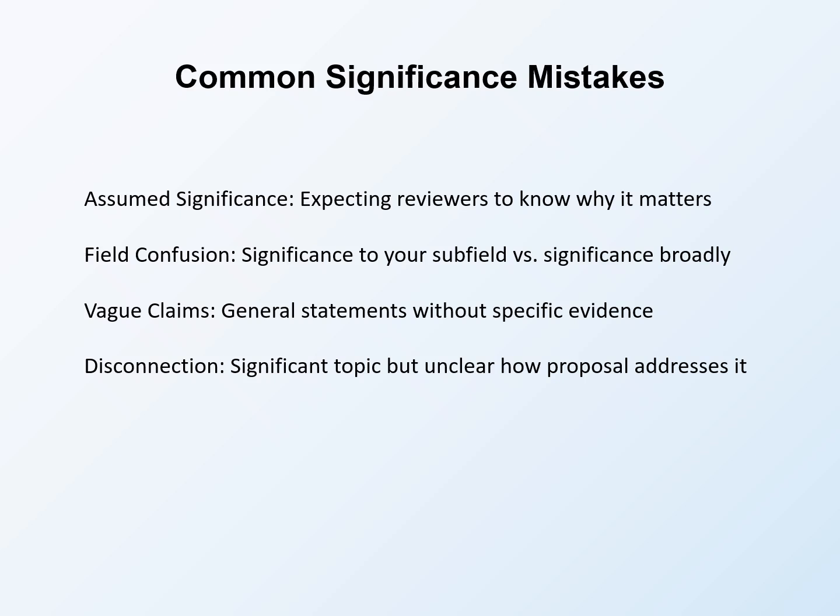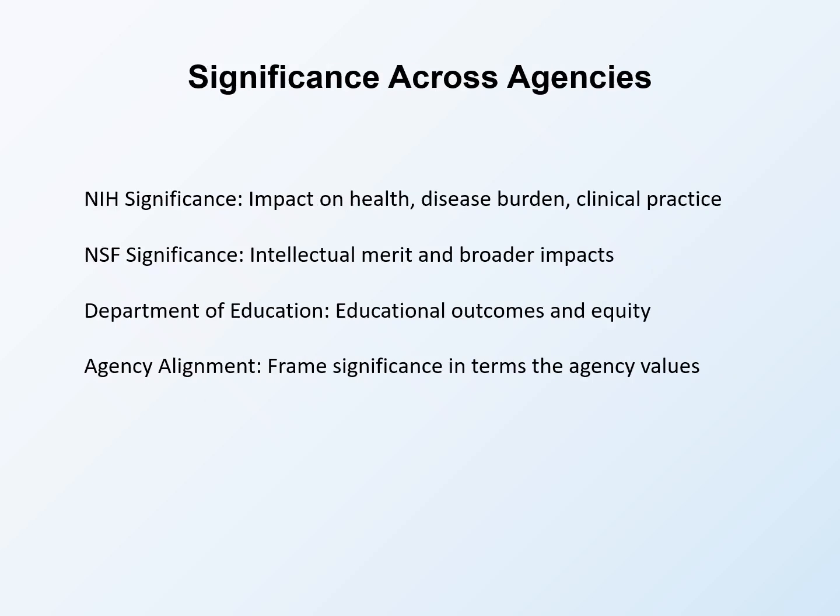Reviewers should see the link clearly. Significance framing should align with what each agency values. NIH significance emphasizes impact on health, disease burden, and clinical practice. Will this reduce suffering? Will it improve health outcomes? Will it advance our ability to prevent or treat disease? Health-focused framing resonates with NIH reviewers.